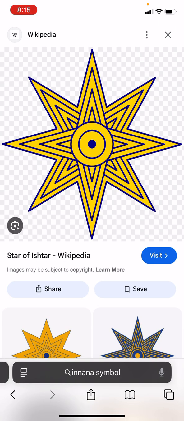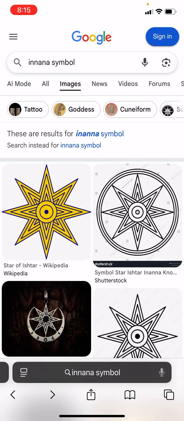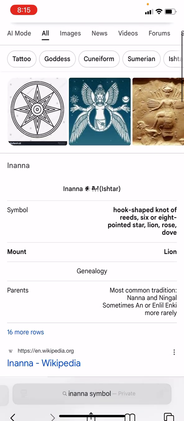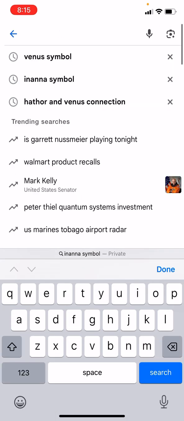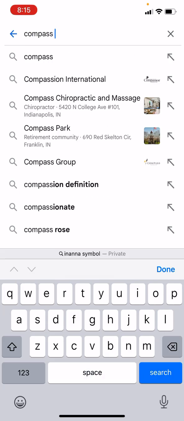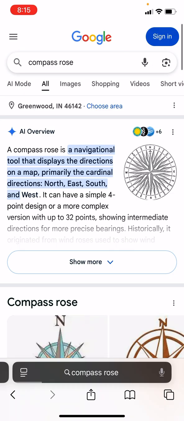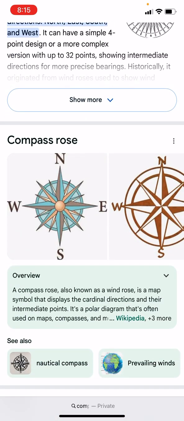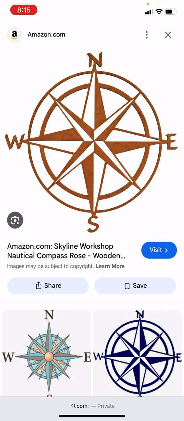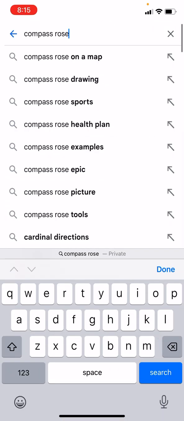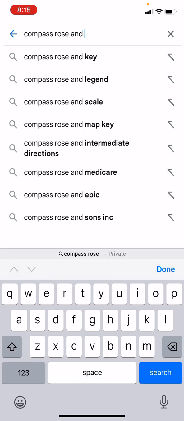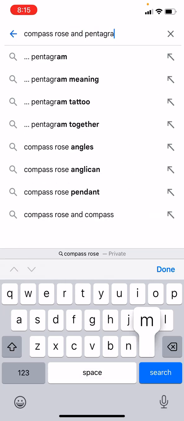Doesn't this look like the compass rose? Why do they call it a compass rose? Maybe it's because it has something to do with the rose of Venus that I keep telling you guys about. As we can see, compass rose and pentagram connection.